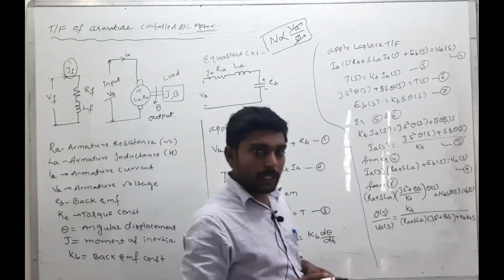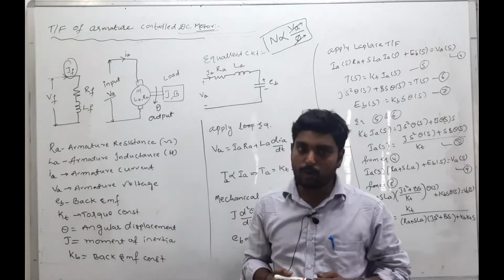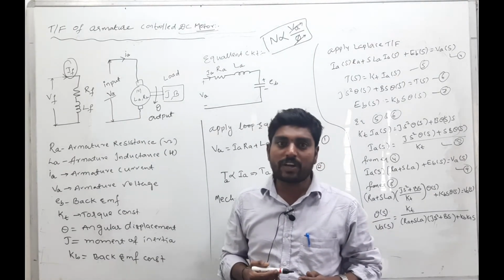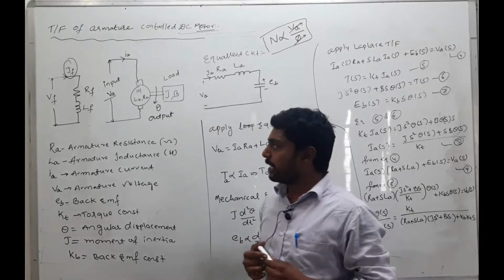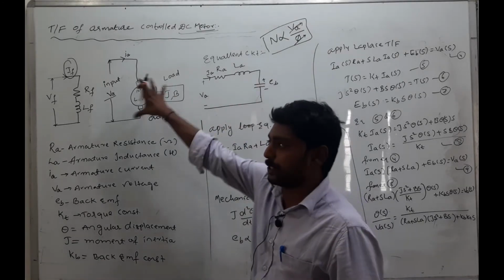Okay? By using this armature control DC motor circuit, we will get the transfer function of the system. In order to get the transfer function of the system, this is the equivalent circuit for the circuit.